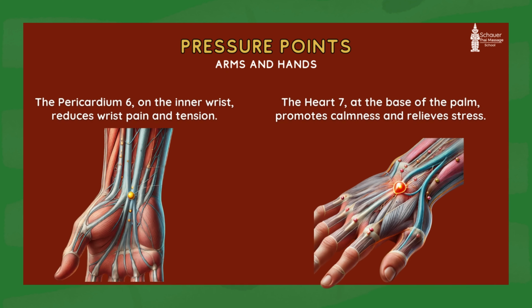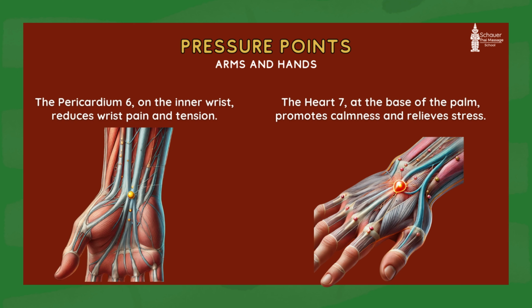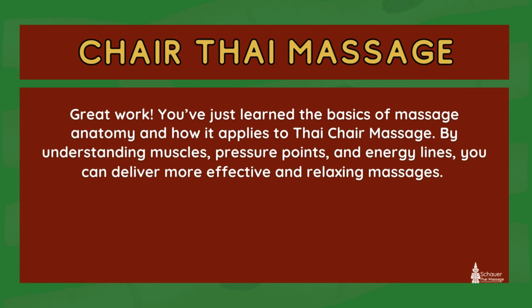Arms and hands. The pericardium 6 on the inner wrist reduces wrist pain and tension. The heart 7 at the base of the palm promotes calmness and relieves stress.